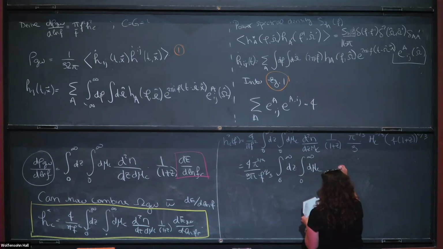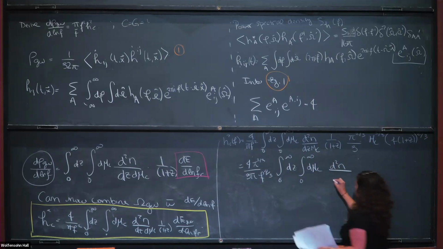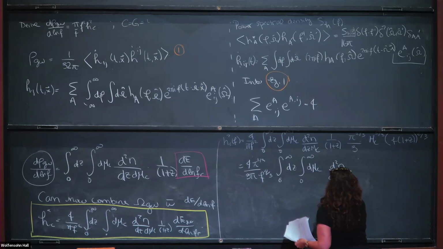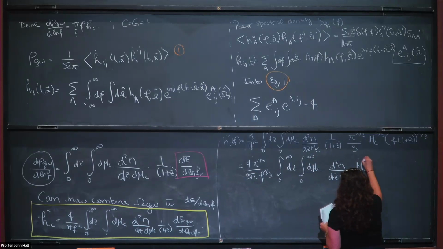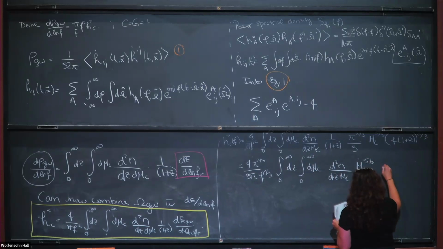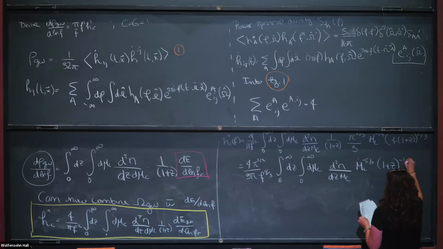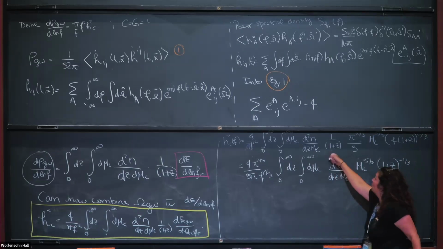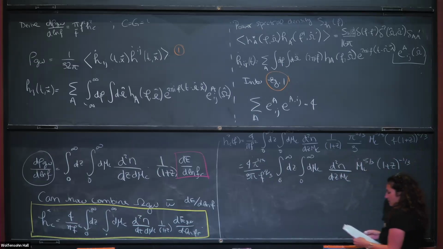And now what's left is my number of supermassive black hole binaries per co-moving volume, dz by dm, and I have my chirp mass to the 5/3, and I have my 1 plus z expression to the minus 1/3 because I had 1 here, and now I have 2/3 here. So this is minus 1/3 here. Okay.